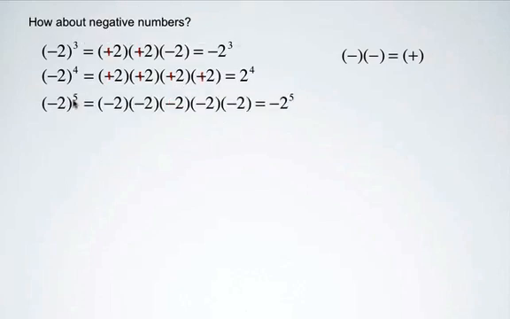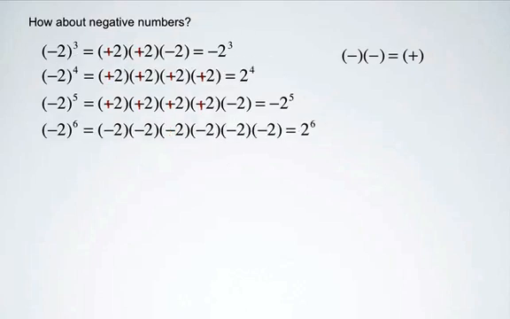Negative 2 to the 5. These first two create a positive. It goes back to negative, back to positive, back to negative. So (-2)^5 is negative.